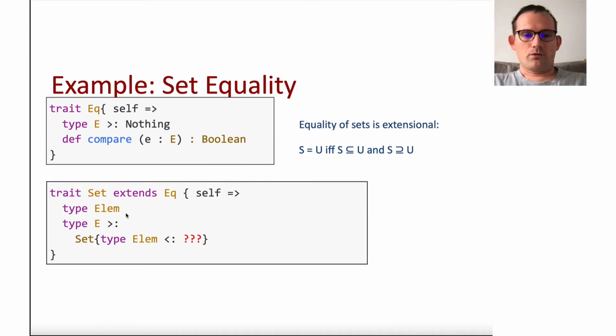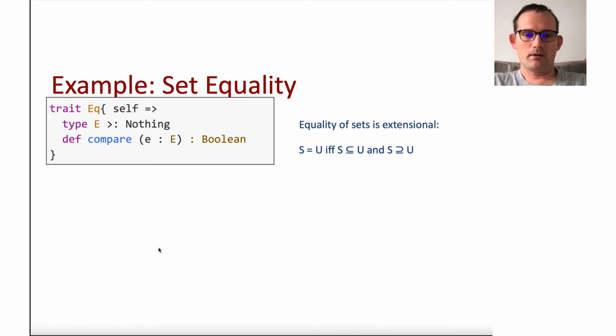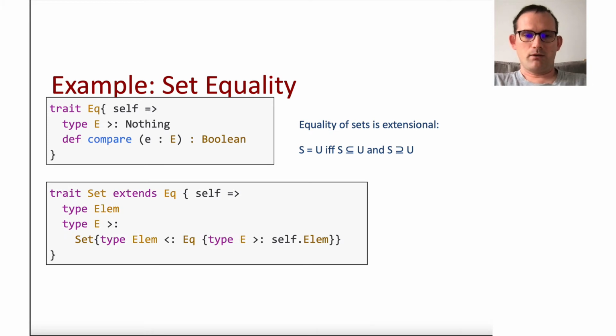but we also make it extend the trait EQ, and we need to describe what will happen to the type of E that EQ requires to be parameterized with. Well, it will be comparable to other sets. So we insist that at the very least there will be other sets. What will those sets contain? Well, other elements. But what if we want to express the fact that those other elements will want to be comparable?